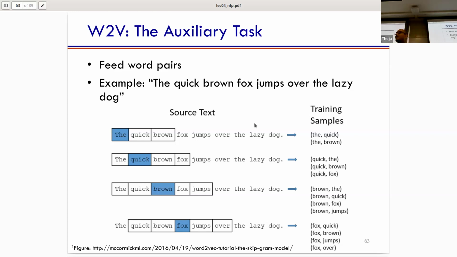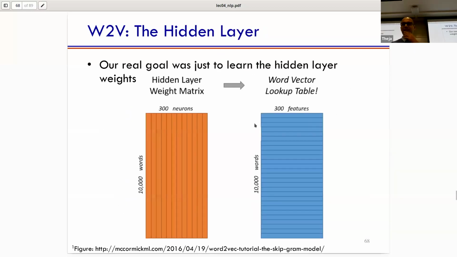So the only way the final output can be similar, after the linear transformation, is that the word vectors should be similar. That's pretty much the concept here.